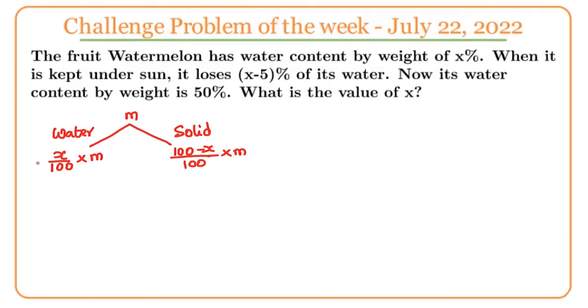Then it says when the fruit is kept under sun, it loses x minus 5% of its water. Now we are dealing with percentage of percentage. So this itself is obtained from applying a percentage x on the total weight of the fruit. Now we're going to do percentage of this. It's going to be x minus 5% of this water content. So we're going to have again two parts to it. One is the lost, and this is going to be the remaining water.